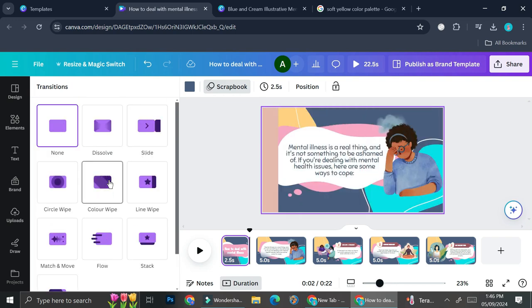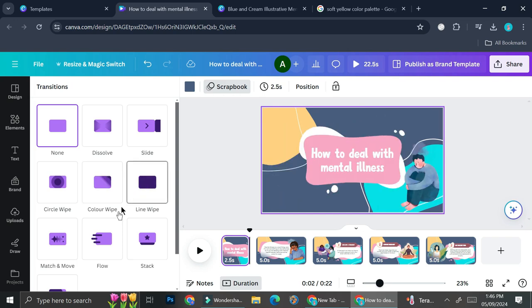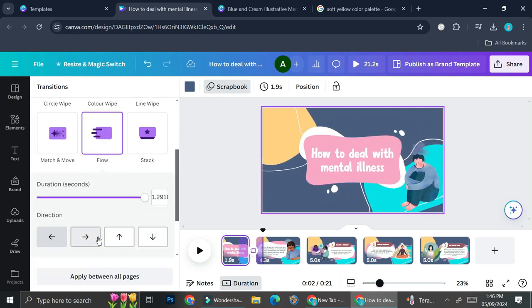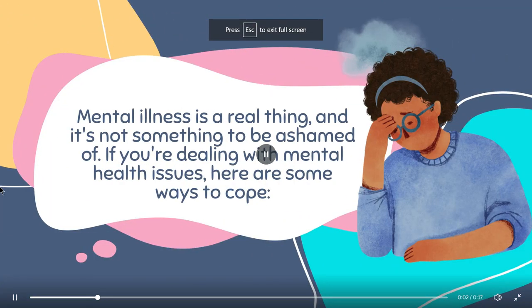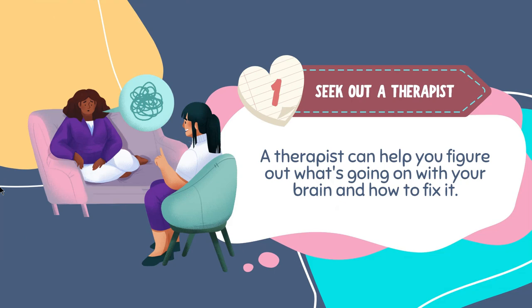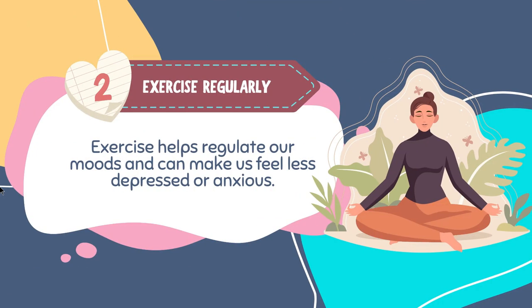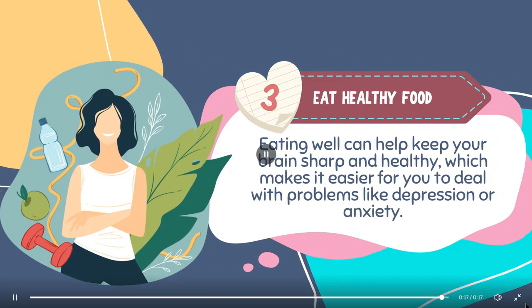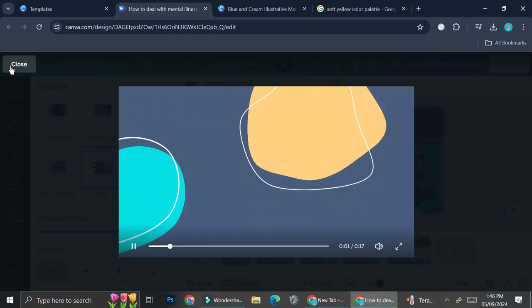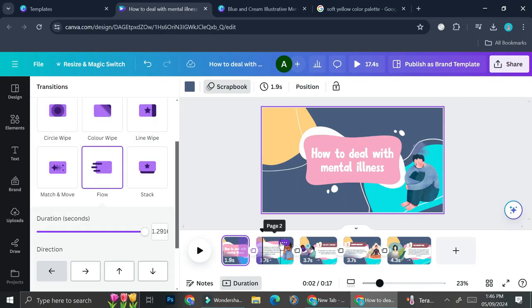I kind of like this color wipe one or this flow one. Let's try the flow one, and then I think I'm going to apply it in between pages, and let's see how it looks now. All right, so adding the transitions will remove the animation that you made the first time, and I feel like it's okay for me, so I'm just going to leave it as it is.